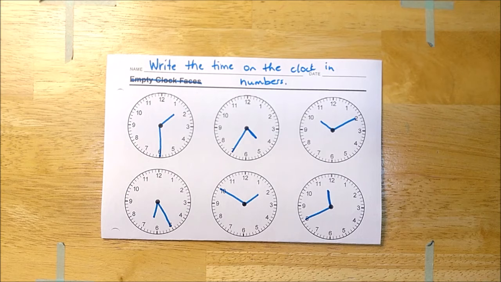Okay, now you're going to look at these 6 clocks and you're going to figure out what the time is in numbers. So you're going to write the time in numbers. So I'd like you to pause and then come back and we'll see if you got them right.